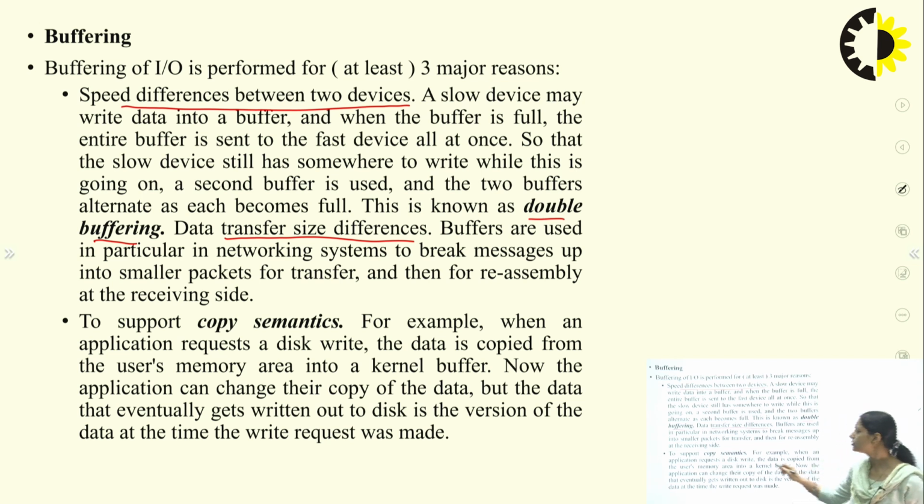The third one is to support copy semantics. For example, when an application requires a disk write, the data is copied from the user's memory area into the kernel buffer. Now the application can change its copy of the data, but the data that eventually gets written onto the disk is the version of the data at the time the write request was made, and the data change will not be reflected in the buffer.